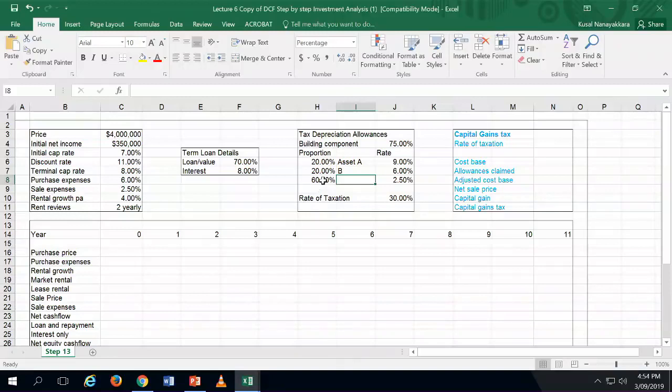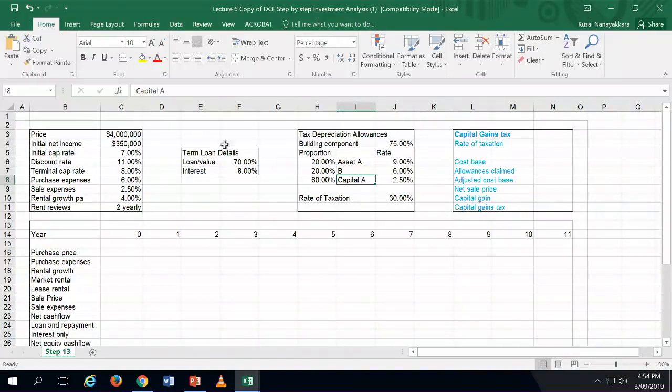60% of the building component is asset C, which has a depreciation of 2.5%. I would say it's capital allowances. So 60% of this building component is capital allowances, building structural work, which depreciates at 2.5%. This is a really good example which you'll be tested on, kind of. So the 20% of 75%.